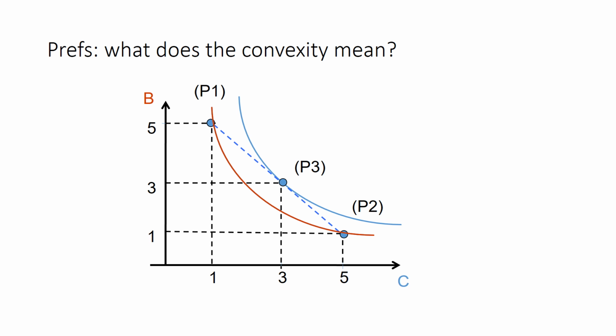So P3 is a more diverse bundle of goods, and therefore P3 is going to be preferred to P1 or to P2, which are two baskets of goods in which there's a lot of one good and only a small quantity of the other good.